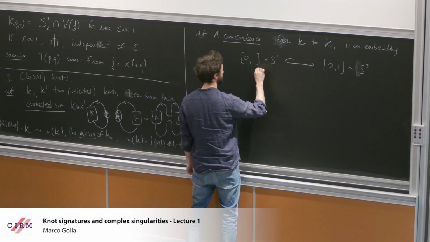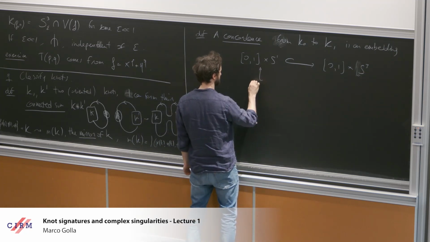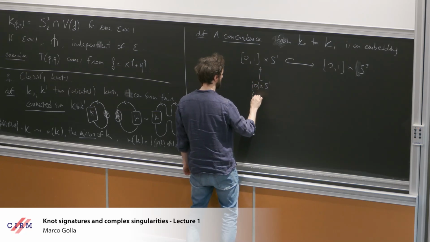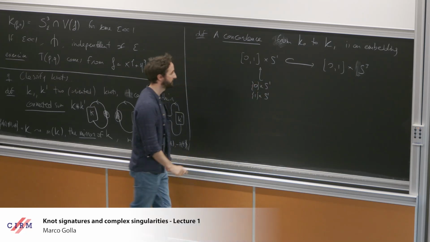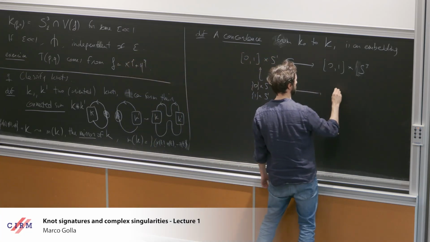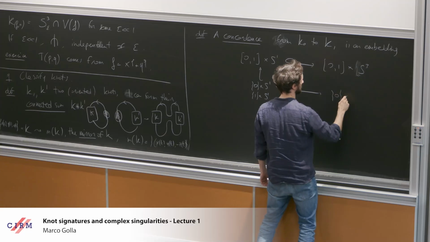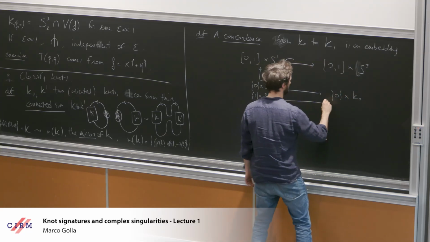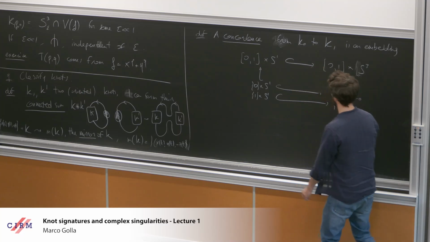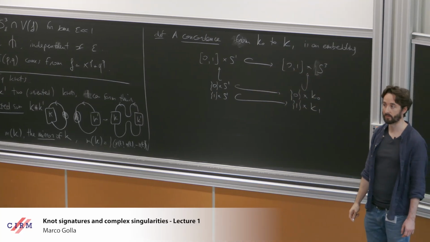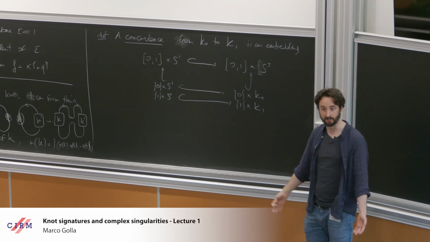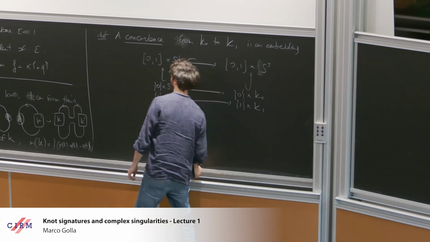And in here I have two embeddings, 0 times S1 and 1 times S1. And I want that these two embeddings go onto 0 times K0 and 1 times K1. And they're both embedded in here. This is maybe the worst definition you've ever seen of concordance. Let's draw a picture, which is maybe a bit more useful.